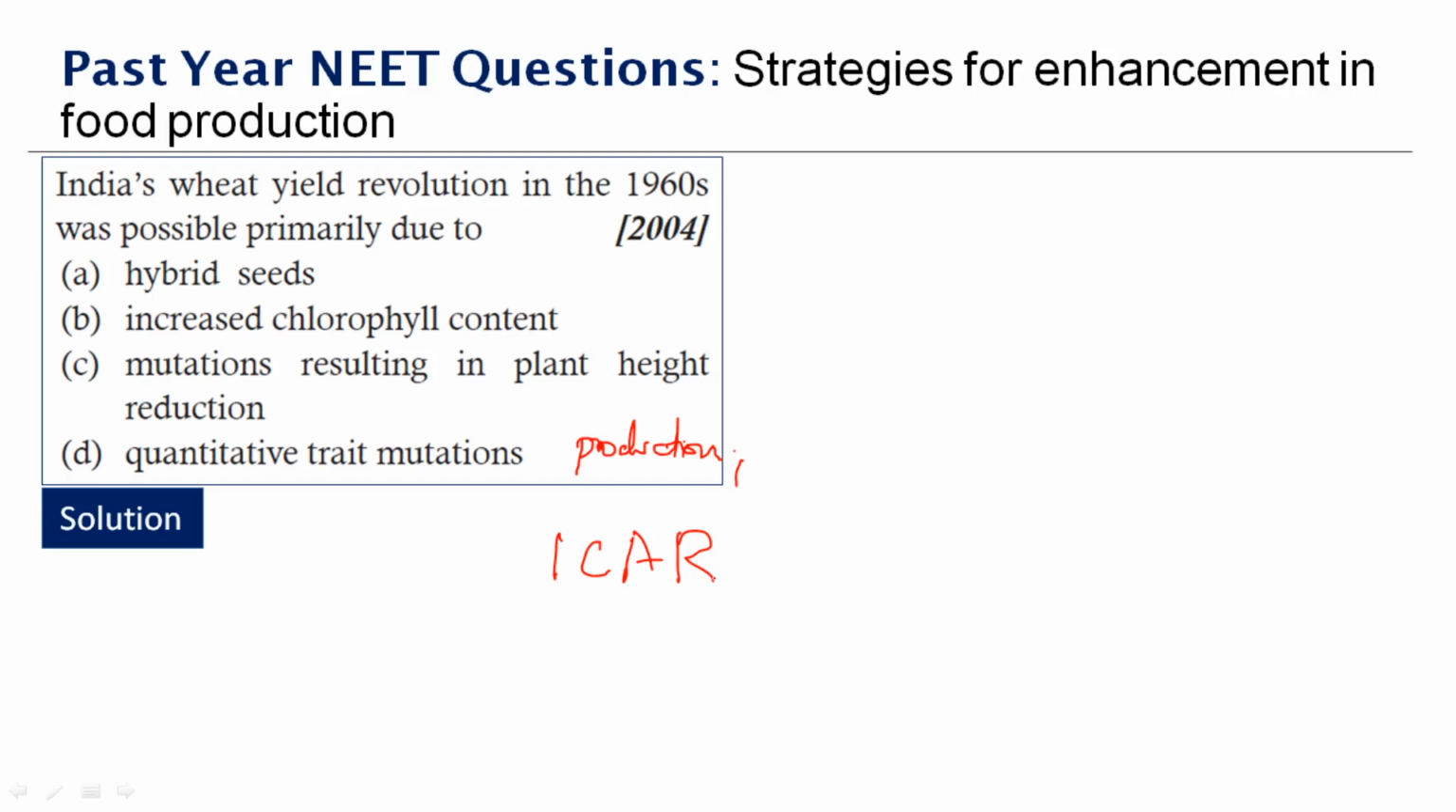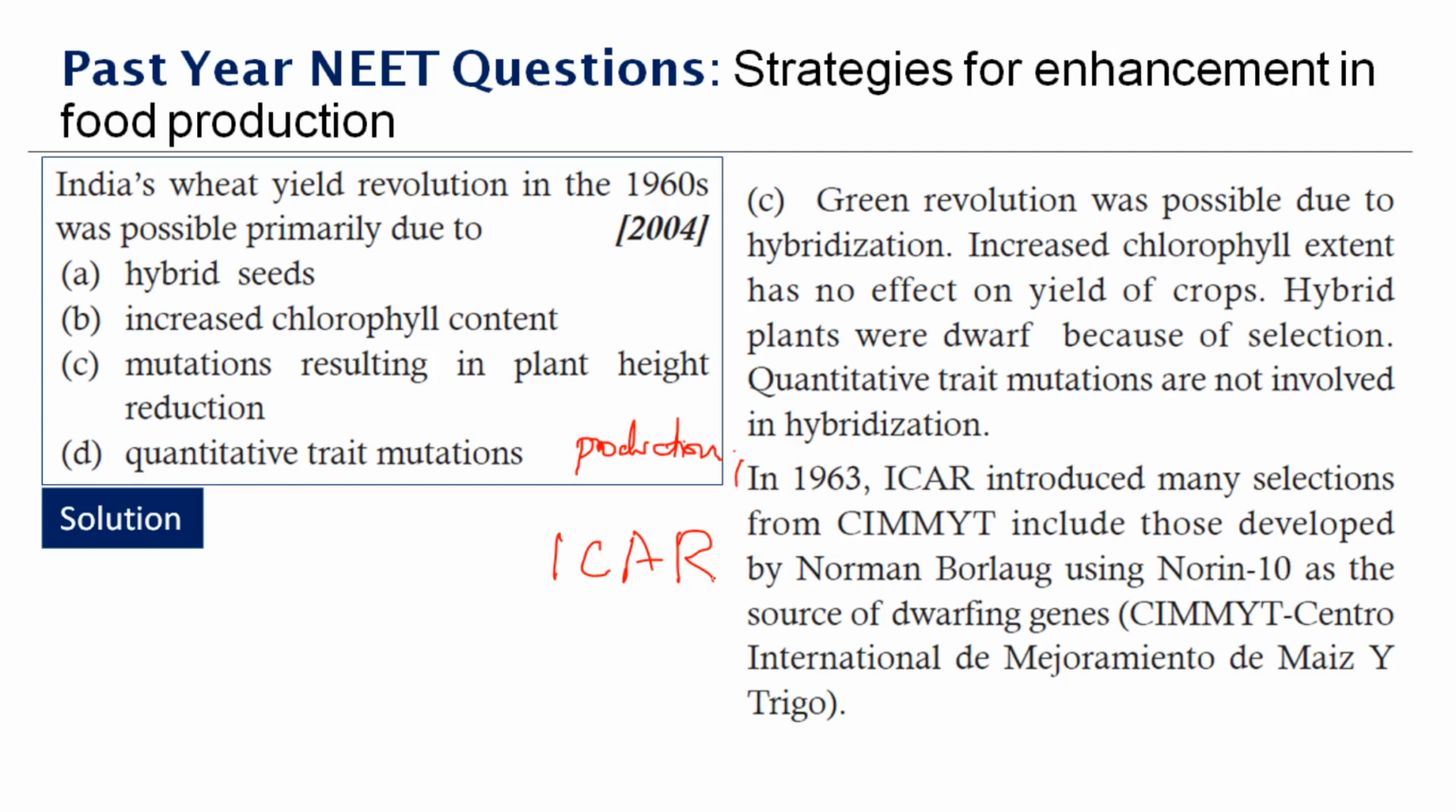If you see, they introduce many selections which include those developed from the many other varieties. But what they found was the best way to have a good result from this green revolution, where they have to increase the yield, mutations resulting in plant height reduction worked well, it seems. Therefore, the right answer to this question is mutations resulting in plant height reduction. Okay, so here you have the same thing. Here, if you see, they have just taken the dwarfing plants, they have crossbred and all that they've done. So the green revolution was possible only because of hybridization technique.